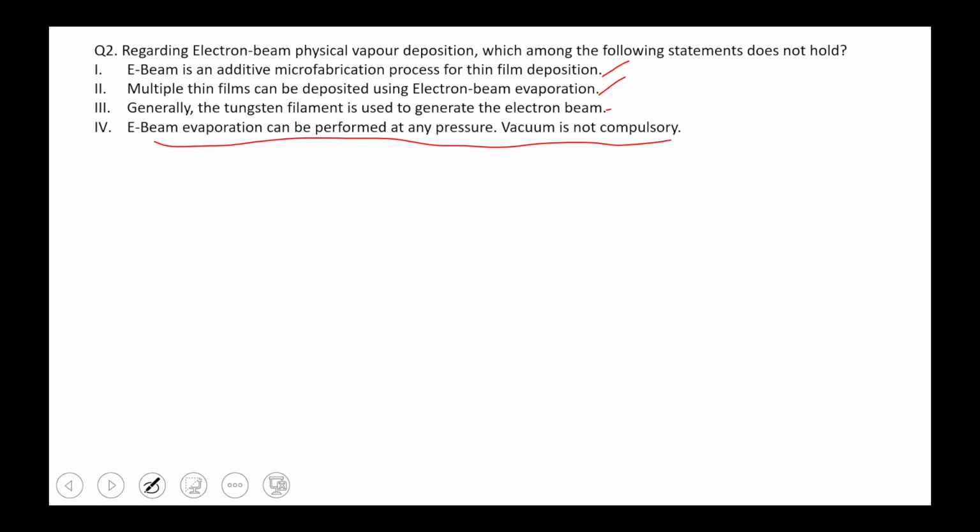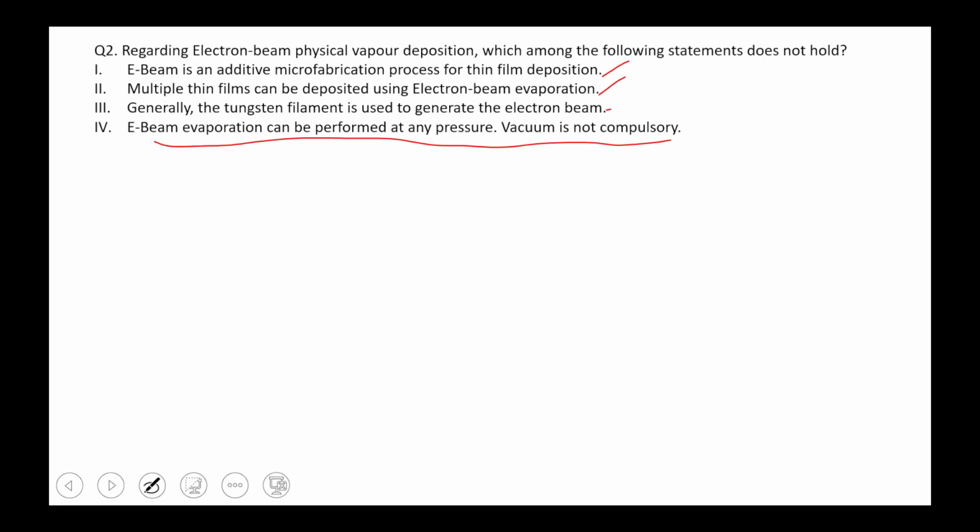Additive microfabrication is directly depositing the metals layer by layer. Okay, but I have one doubt: whether E-beam is additive microfabrication, sir. Yes, it is additive. It is strongly additive, and the quality of the film is very good.